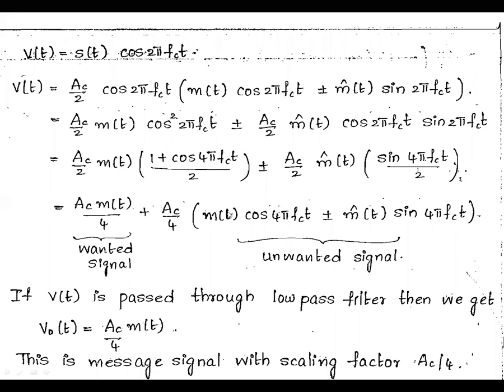Another signal is AC by 4 M of t cos 4 pi FC of t plus or minus M cap of t sin 4 pi FC of t. From these two signals, which signal has the FC of t component? FC means carrier signal frequency. Carrier frequency is high frequency.